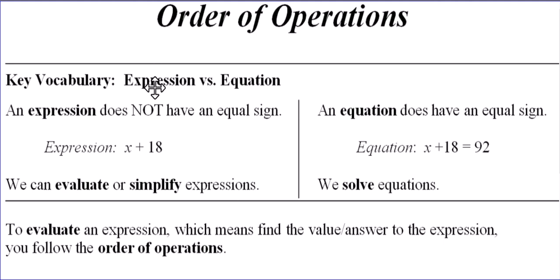Key vocabulary: expressions versus equations. Expressions are the kind of math problems that do not have an equal sign. For example, x plus 18, you don't see an equal sign. Equations are the kind of math problems that do have an equal sign, like you see here, x plus 18 equals 92. Now, later into this year, we're going to talk about some major differences here between expressions and equations.